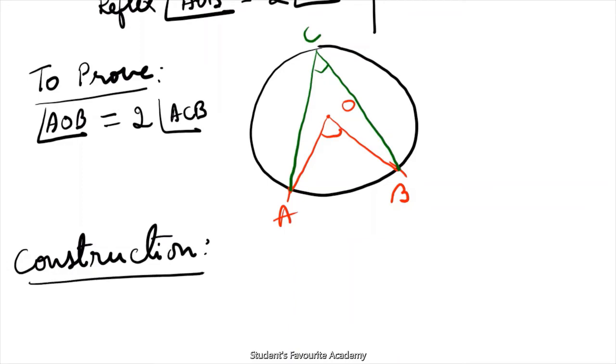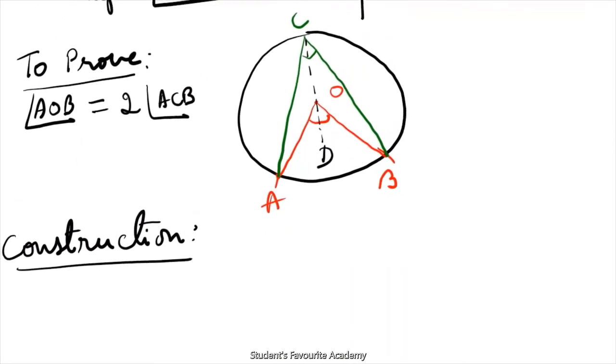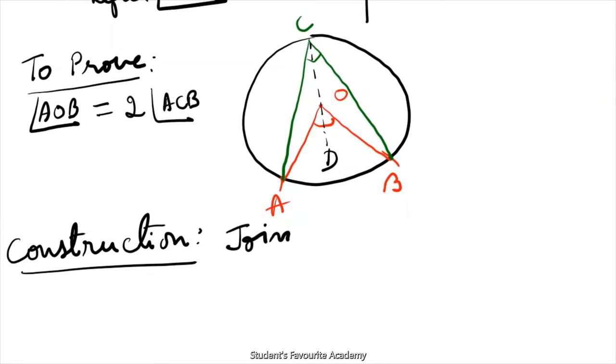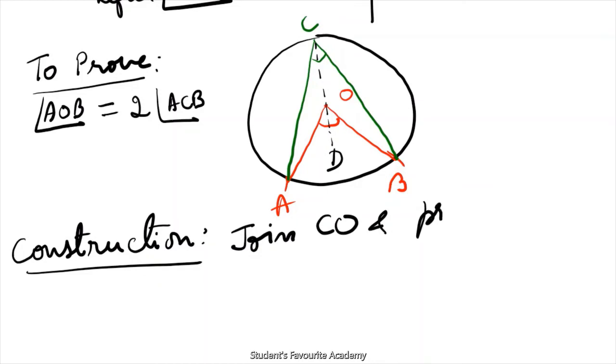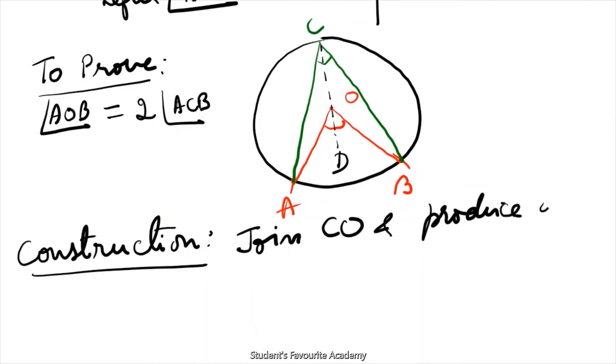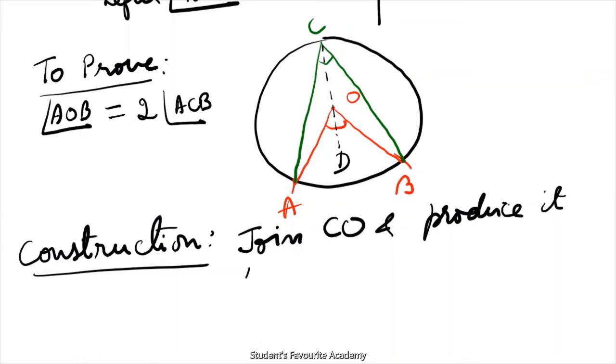What is the construction? We have joined CO and produce it to a point D. That is, we join CO and produce it up to a point D. Okay, that is the construction we need to do. Now proof. Construction, first you write down: join CO and produce it to point D. Okay. Now the proof.